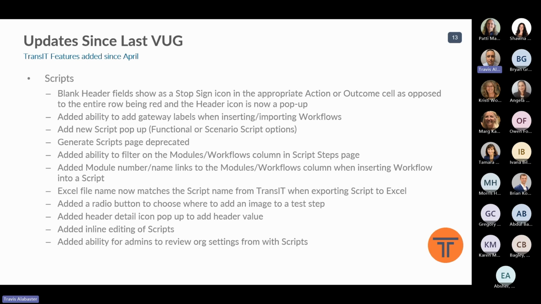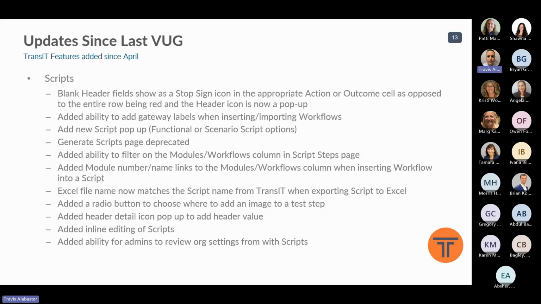We added the ability to filter on modules and workflow columns on the script steps page. We added the module name and number links for the individual workflows and modules inside your script, so you can click on that link and it will take you to the module workflow. It will also give you a snapshot of what that module workflow looked like when it was imported into the script, and I'll show everyone that when we jump into TransIT.